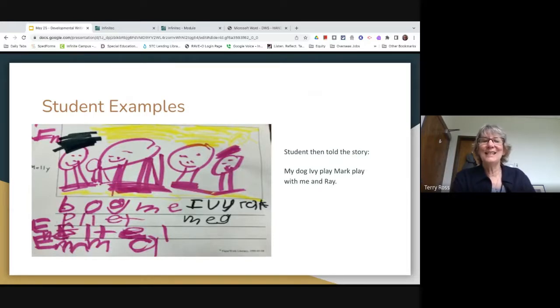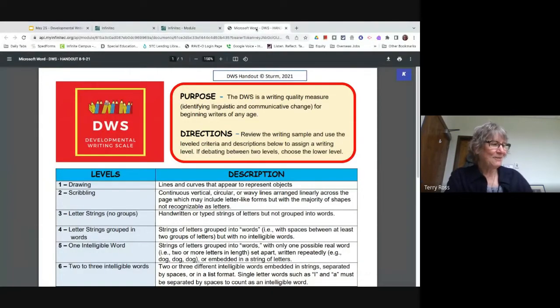Mm-hmm. And it's not really well organized, you can see. So then we were going back to the scale and comparing, like, where do you think this is? It obviously is past the drawing and scribbling stage. There are definitely 2 to 3 intelligible words, and some of them are related. So maybe they're at a 7.